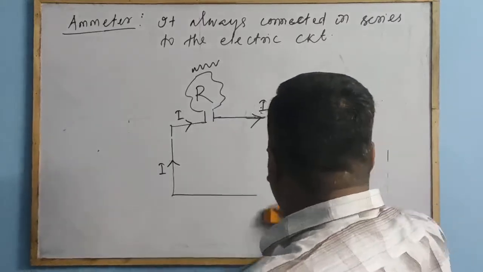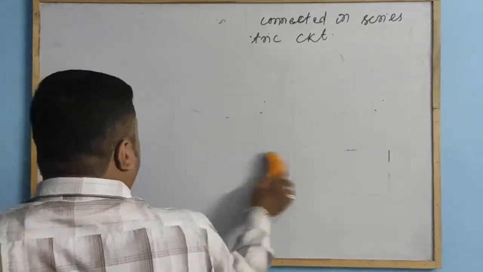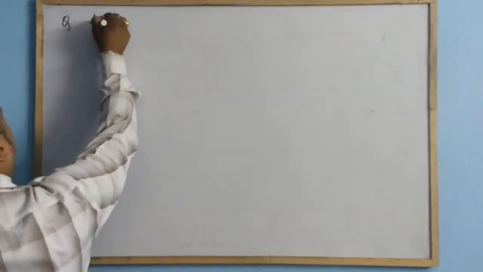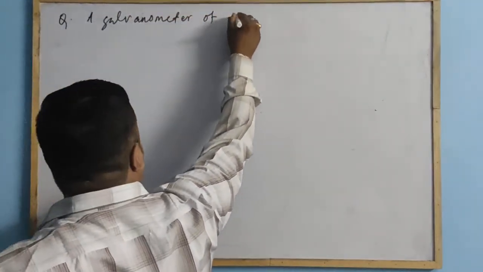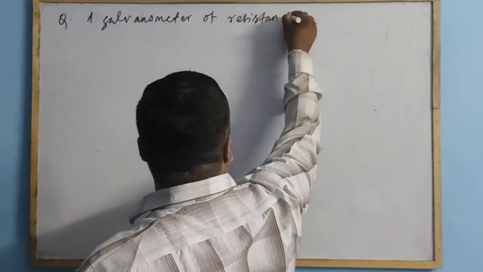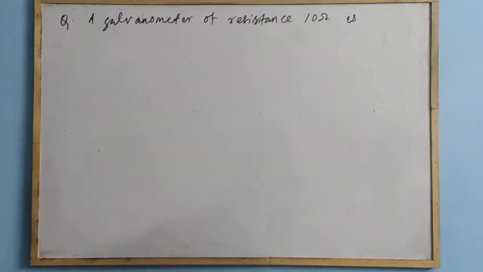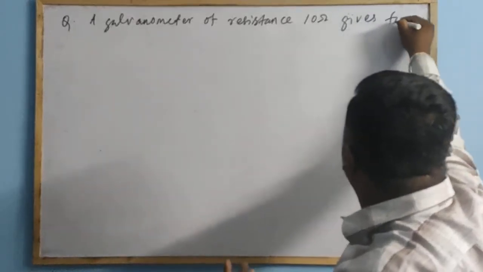And remember this formula and all these things, so that you are able to solve some problems. In this case, let me write one question here. A galvanometer of resistance 10 ohm gives full scale deflection.